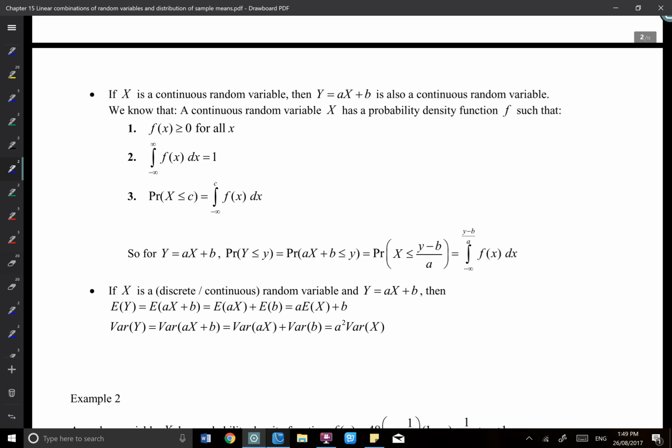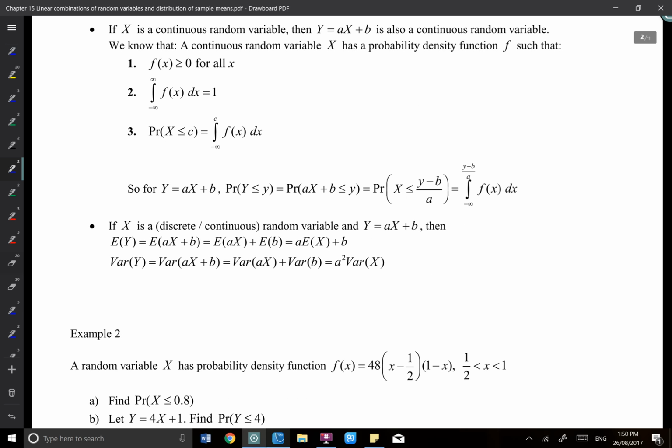Let's have a look at the next one. If X is a continuous random variable, then Y equals aX plus b, a linear combination again, is also a continuous random variable. We know that a continuous random variable X has a probability density function, right? Remember what a probability density function is from methods? Everything is above the x-axis or equal to 0, and everything under the curve should be 1. Most of the time it can be a hybrid function with 0 on the other side. For X less than c, we integrate from negative infinity to c, finding the area under the curve to find the probability. Now if we have Y equals aX plus b, we want to find the probability that Y is less than a number y. Y equals aX plus b less than y, so X is less than (y minus b) divided by a. Just rearrange that to make X the subject on the left hand side.